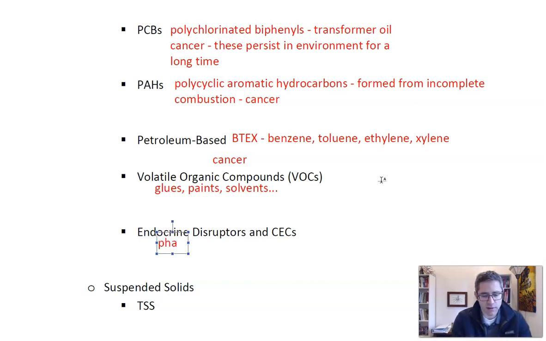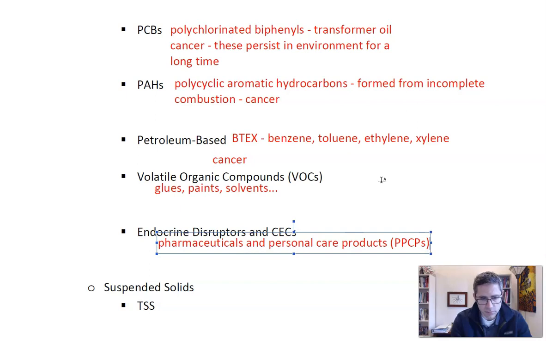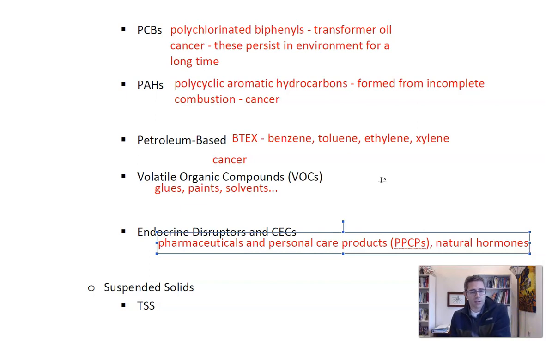These can be things like pharmaceuticals and personal care products, PPCPs. So the example in Water 4.0 that he gave was birth control pill, 17-alpha ethinyl estradiol, or actual naturally occurring hormones, just like 17-beta estradiol or testosterone, that can pass through wastewater treatment plants and be discharged and actually affect aquatic life in some pretty serious ways.